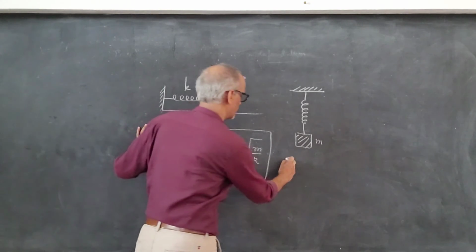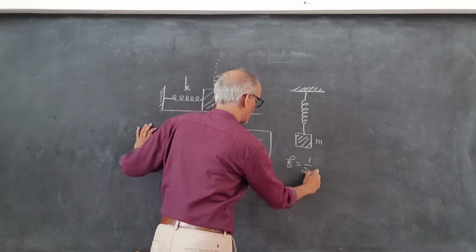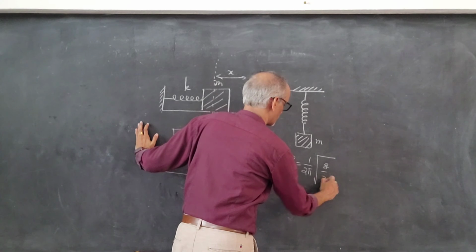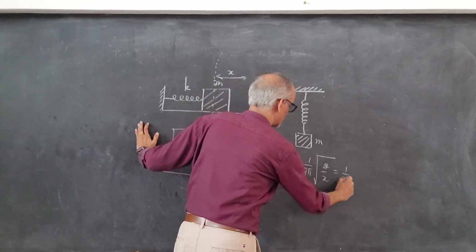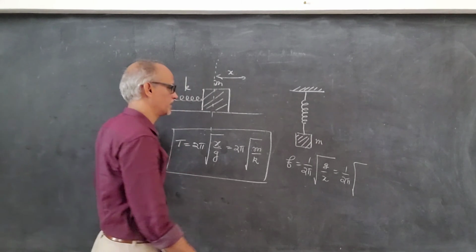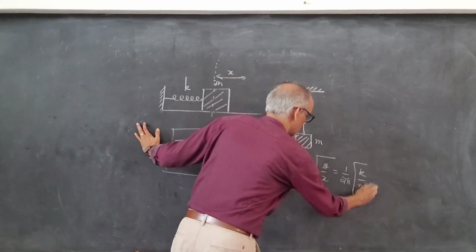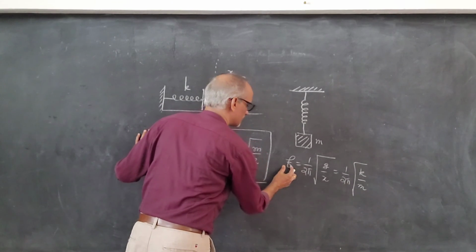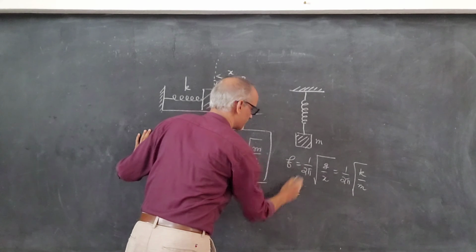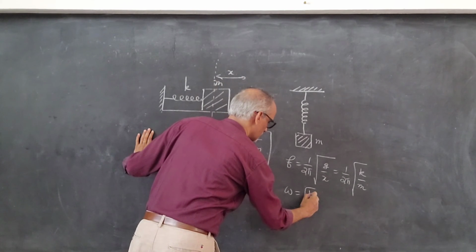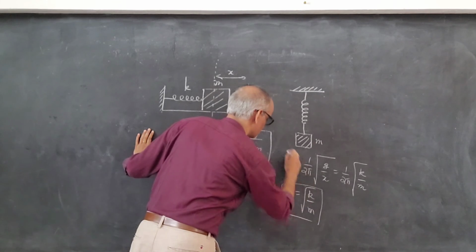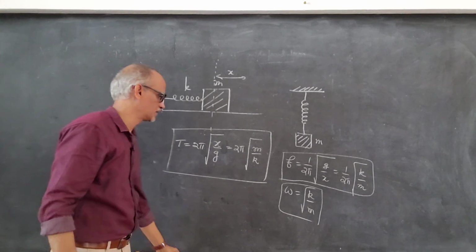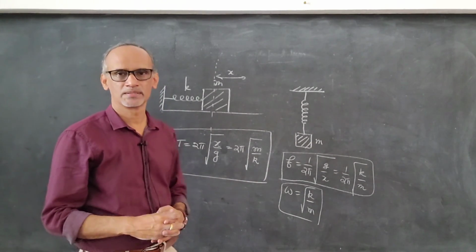How to write the expression for frequency? f is equal to 1 by 2 pi root of g by x, that is equal to 1 by 2 pi root of k by m, which you can even write like this. If I multiply by 2 pi, I get omega, because 2 pi f is omega. So omega is equal to root of k by m. All these equations are related to the time period of oscillation of a spring-block system.